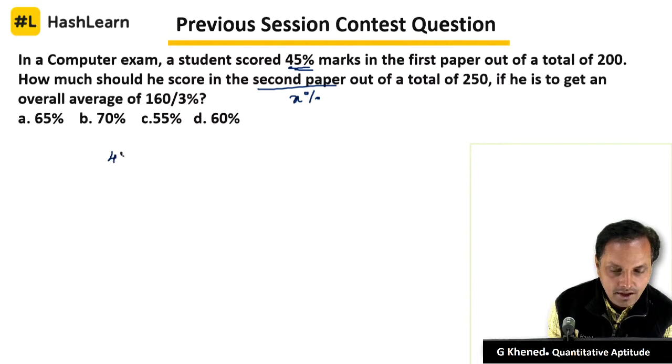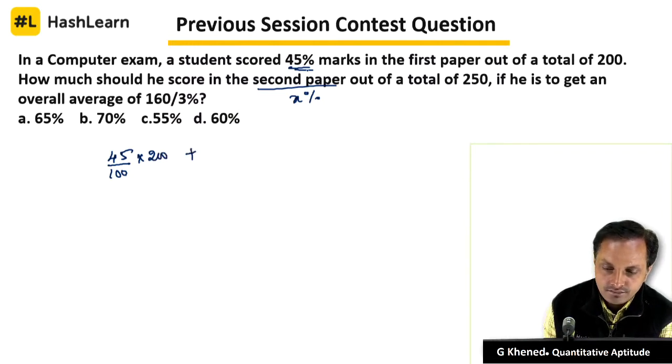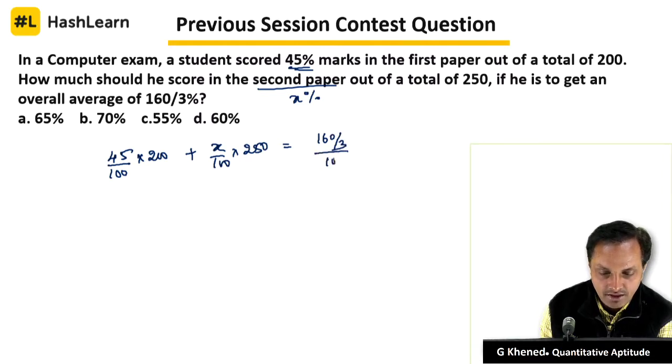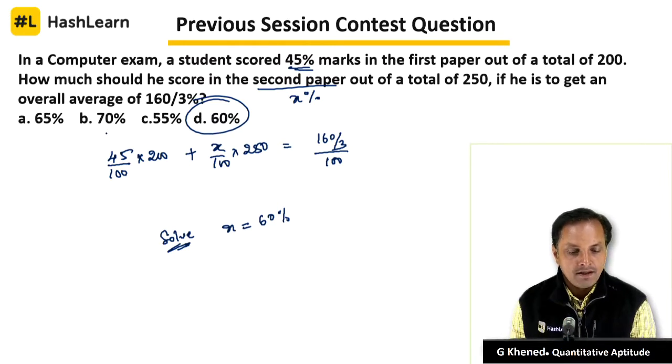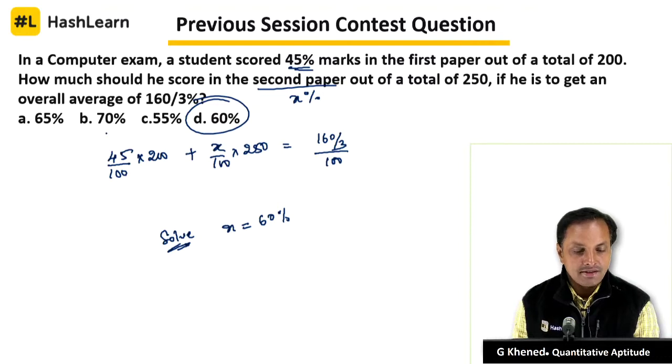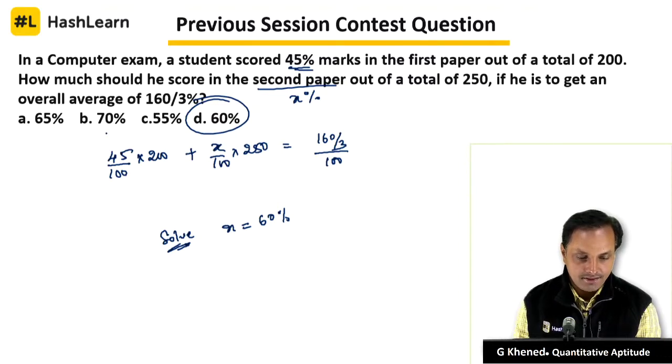Very simple. So 45 by 100 into 200 plus x by 100 into 250. So 160 by 3% is 160 by 3 divided by 100. Solve it. Your x should be 60%. Option D will be your answer. This is a simple equation which you can simplify and get the answer.